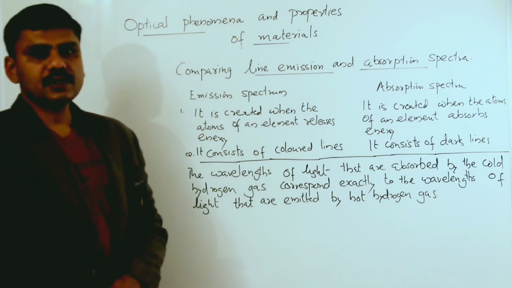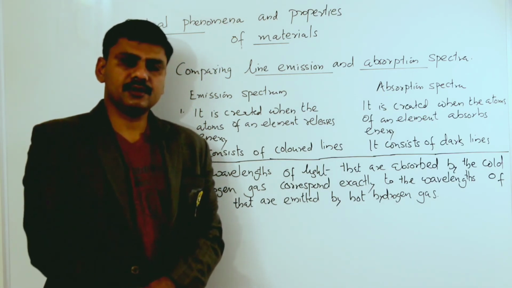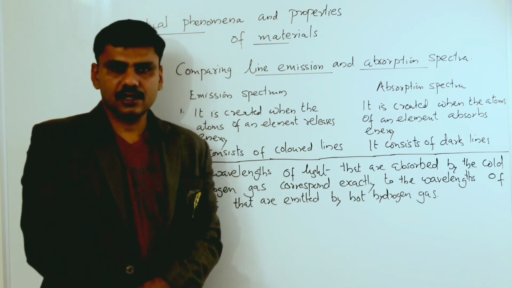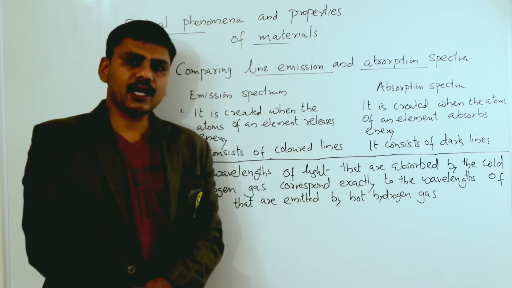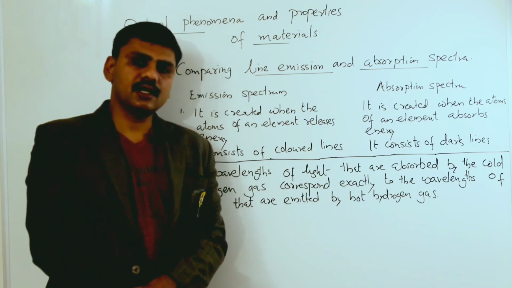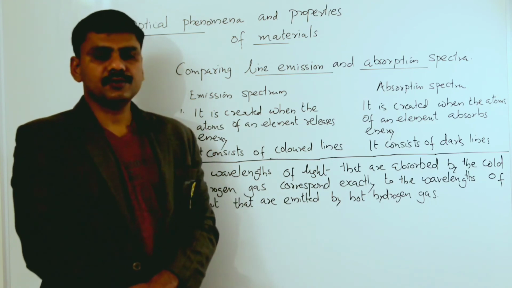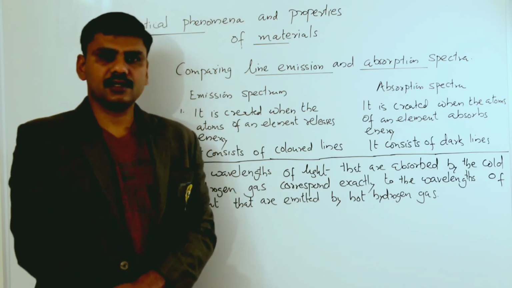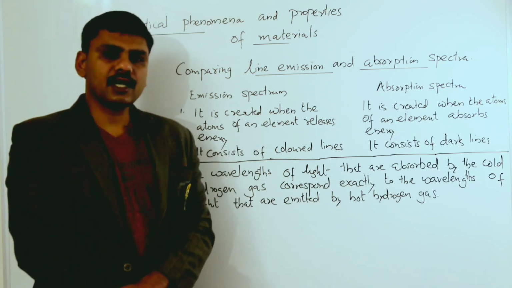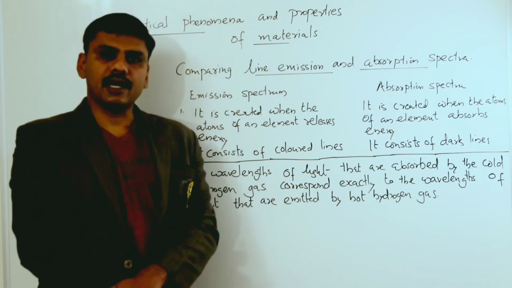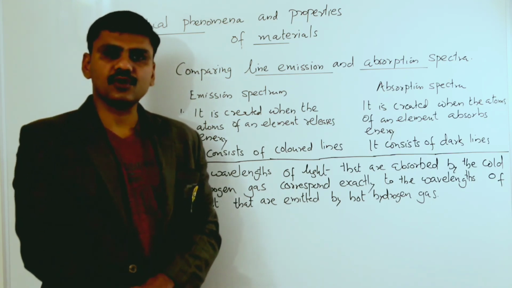That means the energy of the incoming photon must be equal to the energy difference between the energy levels. Then only can the electron absorb that photon and move from one energy level to another. So the energy of the incoming photon should be equal to the energy difference. Then only can an electron absorb the energy and move from the lower orbit to the higher orbit. Otherwise, the electron will not absorb the energy.